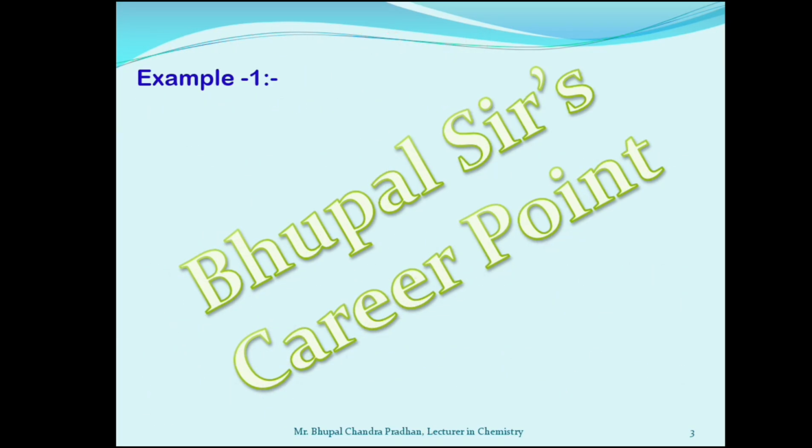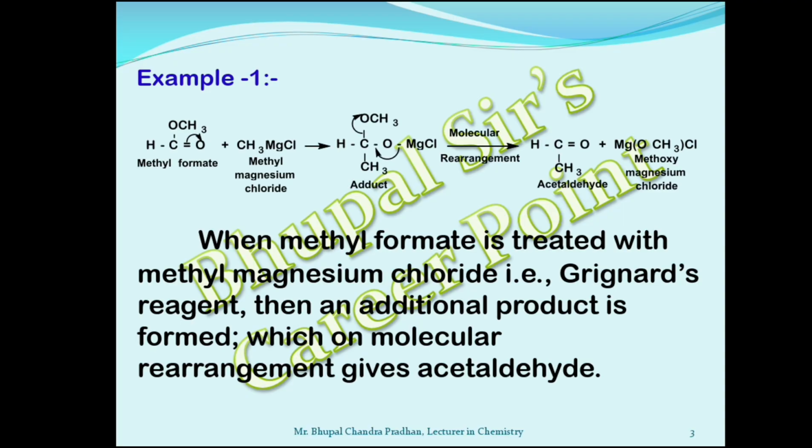Now, for example, the first compound, alkyl formate, is methyl formate, and methyl magnesium chloride is added. An adduct is formed, which on molecular rearrangement gives us acetaldehyde and methoxy magnesium chloride. In statement, what you have to write down: when methyl formate is treated with methyl magnesium chloride, that is Grignard reagent, then an additional product or adduct is formed, which on molecular rearrangement gives acetaldehyde.